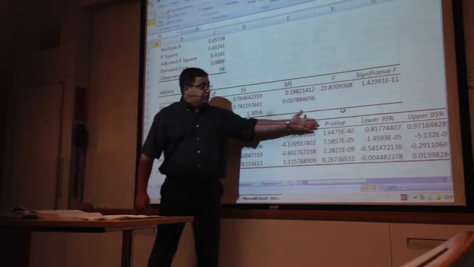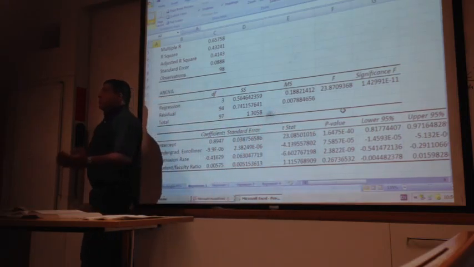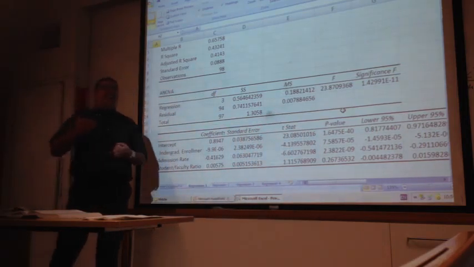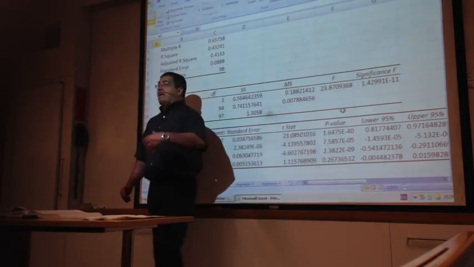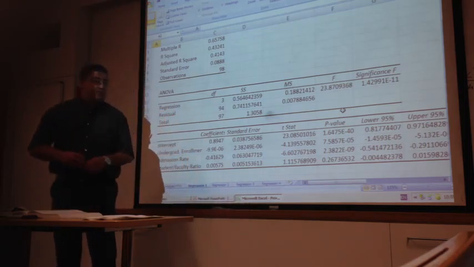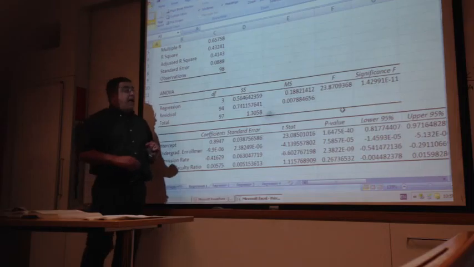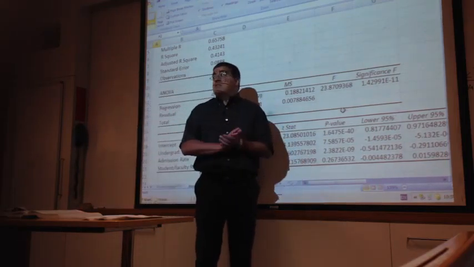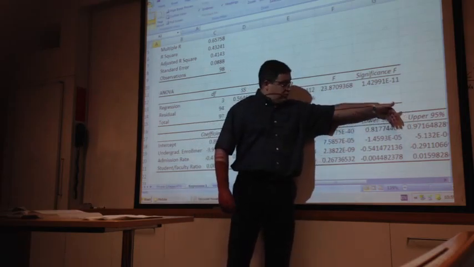P-value, we want it to be as close to 0 as possible. That's the significance level. So as long as it is less than 0.05, then we can accept with 95% confidence that it is different from 0. And probably the easiest, I would suggest, is to look at the confidence interval.